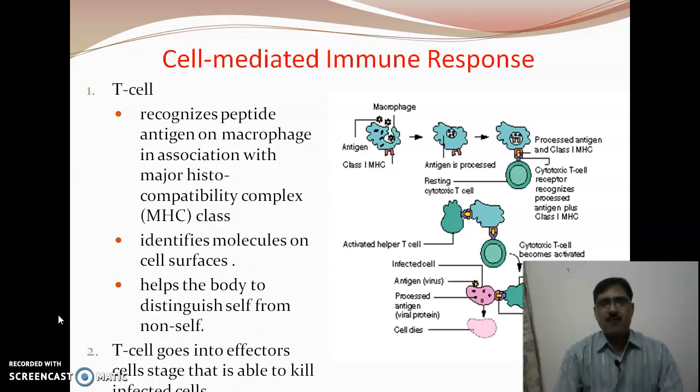And after identification, it can also identify the molecules on the cell surfaces. It helps the body to distinguish self from non-self. Apart from it, the T cell goes into the effector cell stage and is able to kill the infected cell. So basically they are also responsible for carrying out the phagocytic activity, as it is also visible with this diagram.